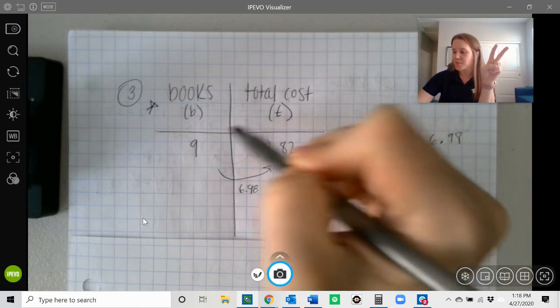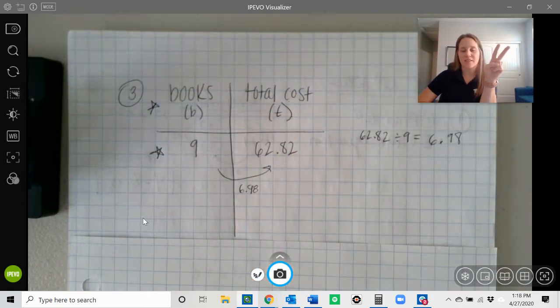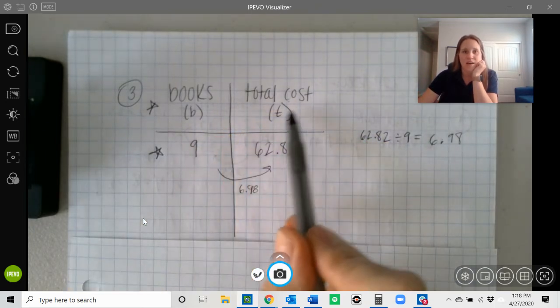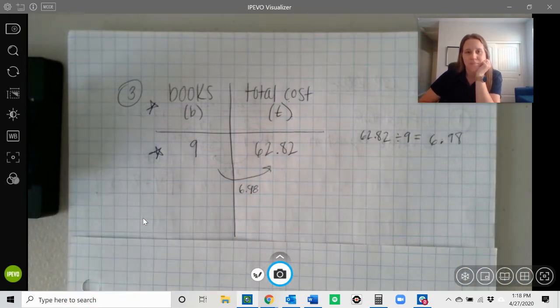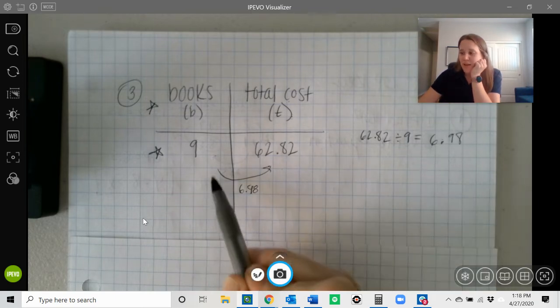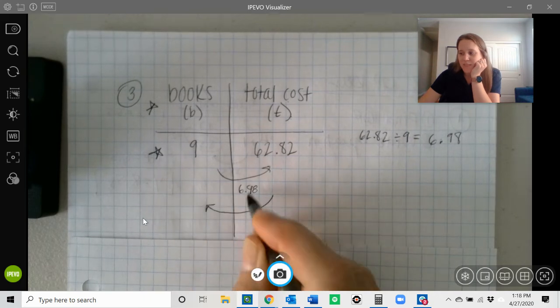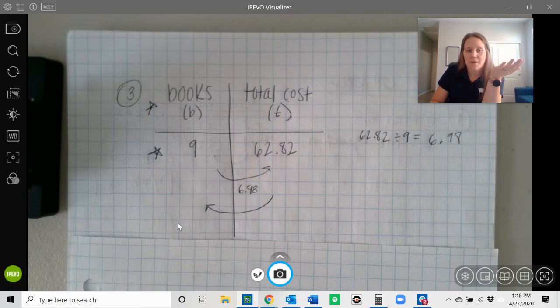The second star comes from this first ratio in the table. We know that 9 books cost $62.82. It's okay if you switch the columns and put the cost $62.82 first and books second, no problem. Okay, so there are a couple of possible constants of proportionality. Remember, if I go from books to cost or from cost to books, I get 2 different constants of proportionality. So how do I know which one is the right one?